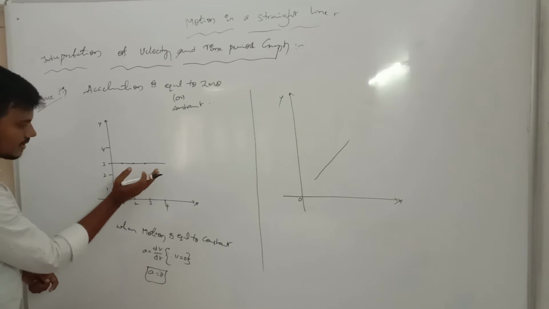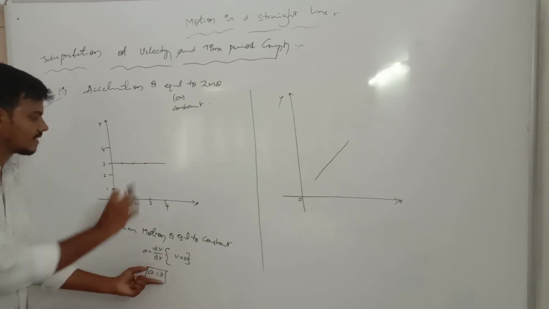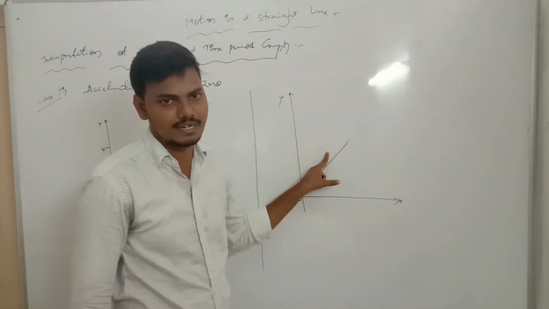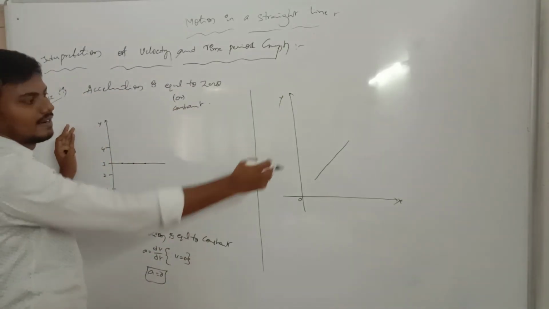Okay, this is the position. Velocity v is equal to 0, a is equal to 0. This is the constant one. In the same way, this one is also constant. Clearly we have observed this is the first one, and this is the second one.